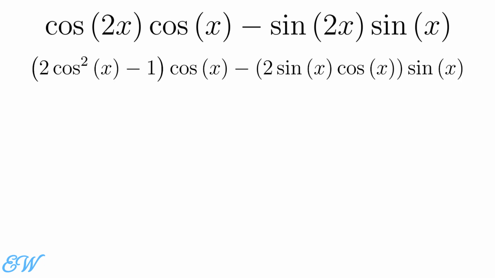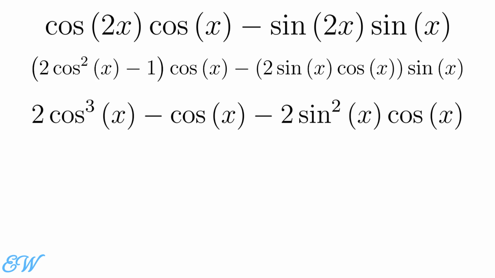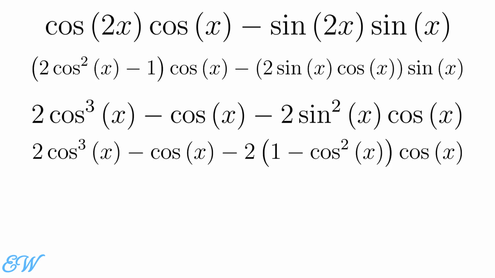We know that cosine 2x has multiple different formulas. We're going to use 2 cosine squared x minus 1 as cosine 2x, even though there are multiple, since we want to get this equation down to only cosine x's. And for sine 2x, there's only one, which is 2 sine x cosine x. Then we'll distribute everything, and we'll get 2 cosine cubed x minus cosine x minus 2 sine squared x times cosine x.